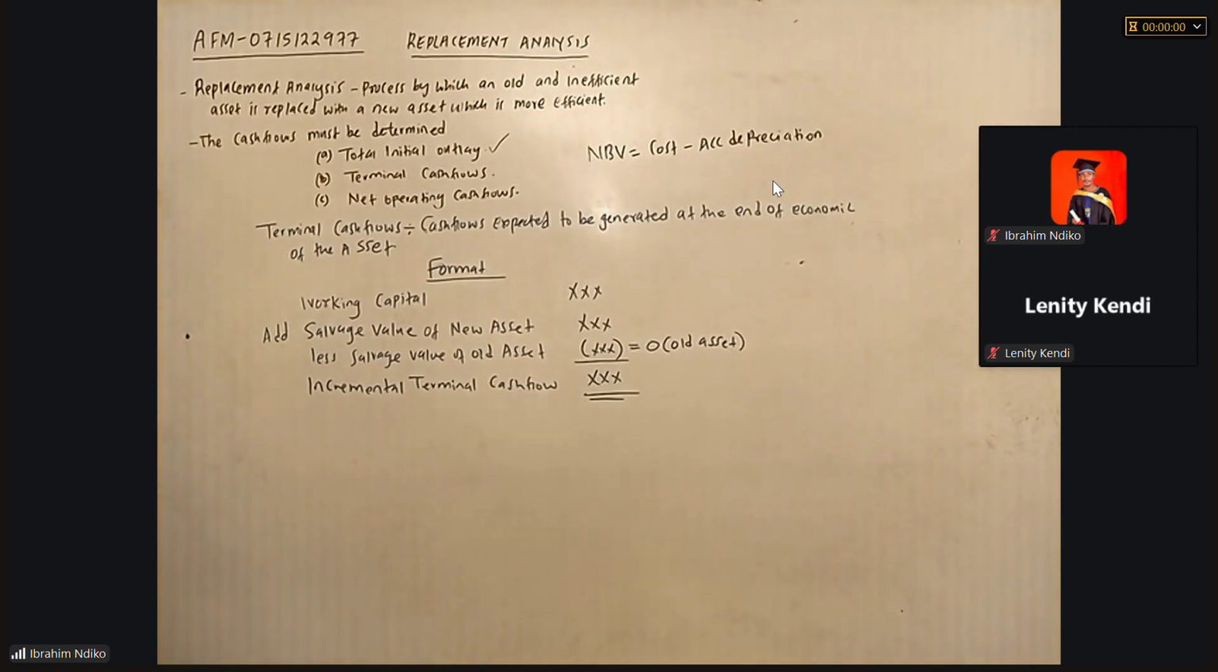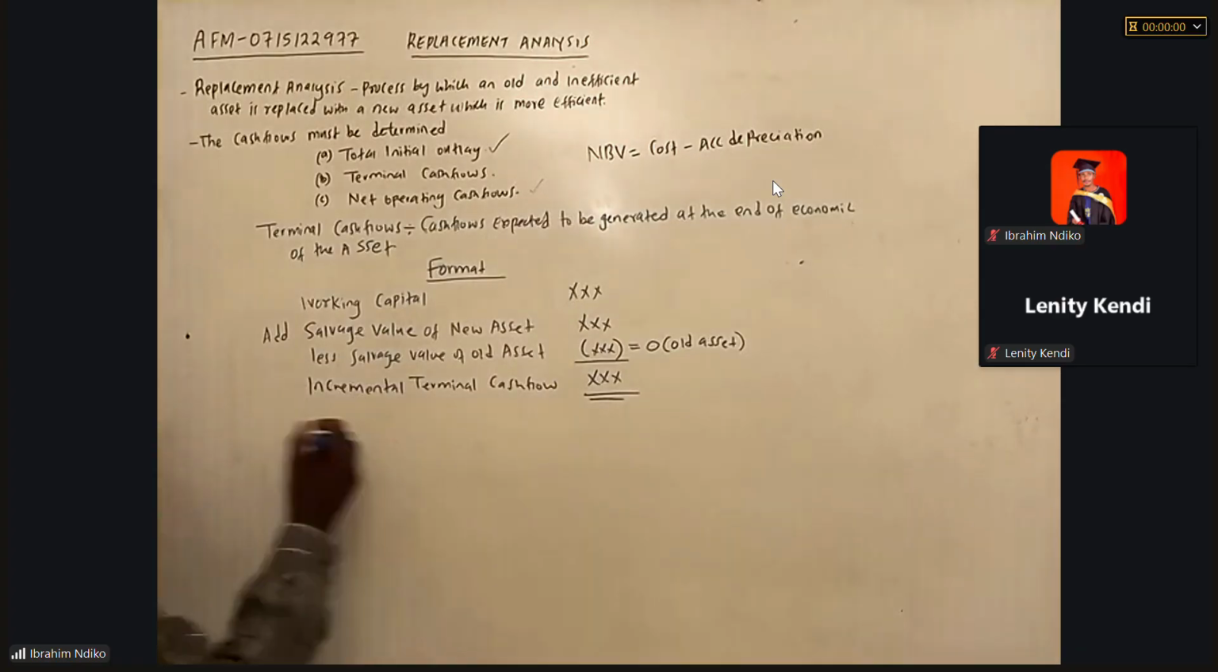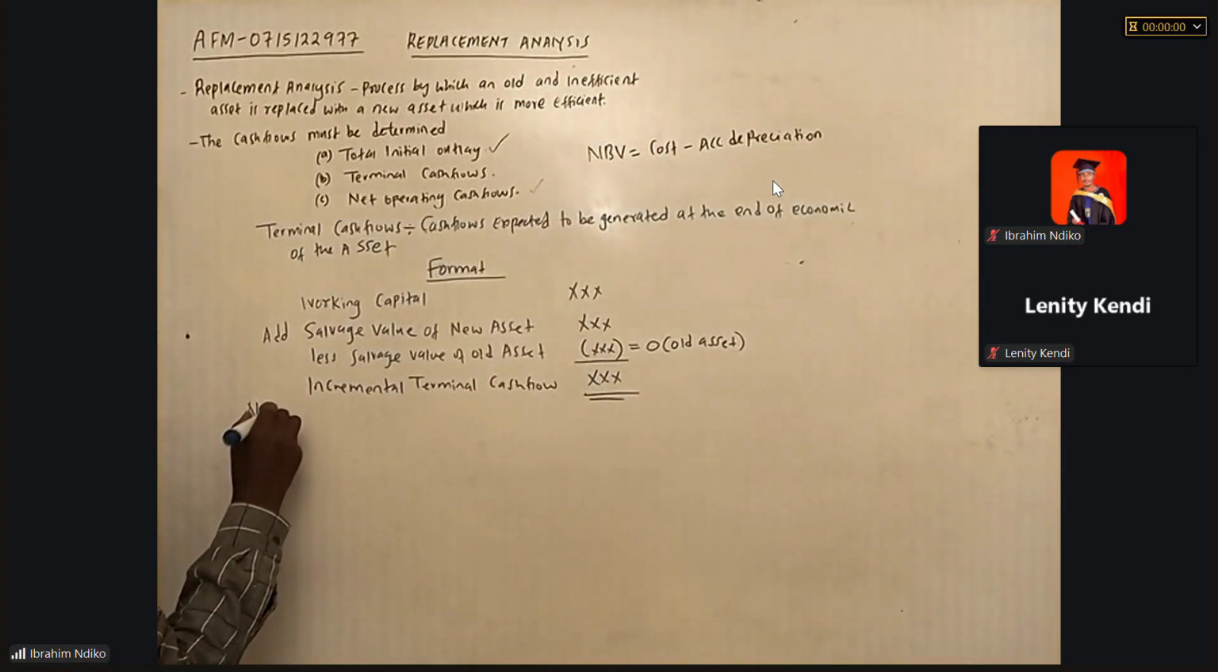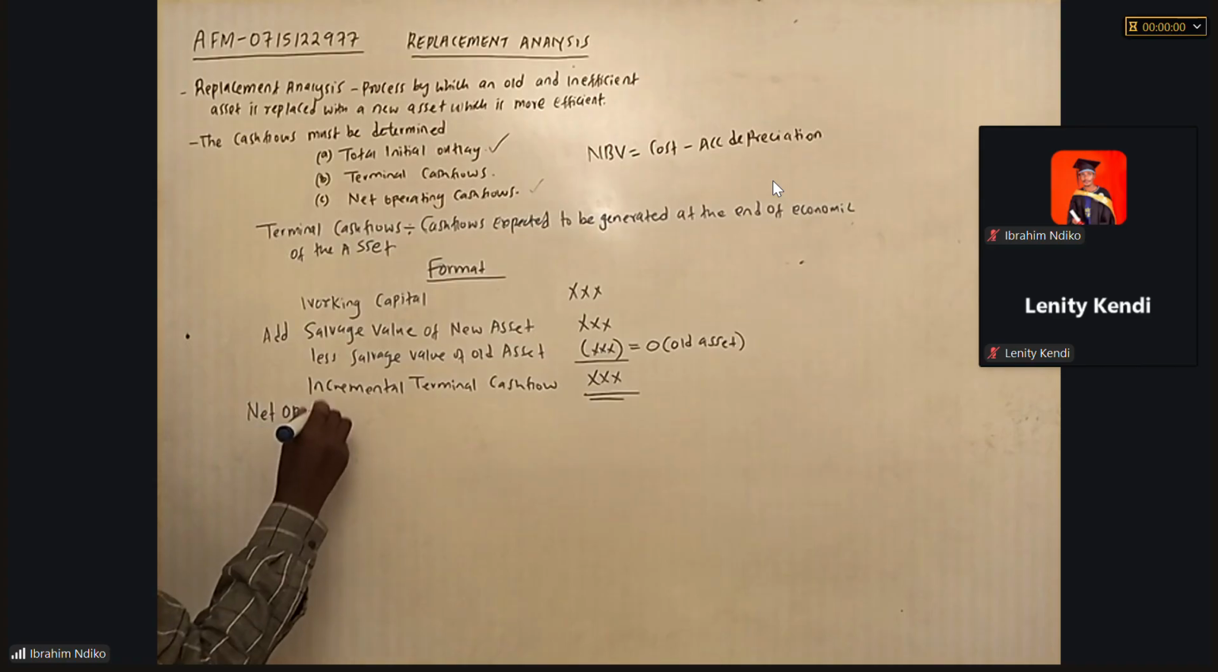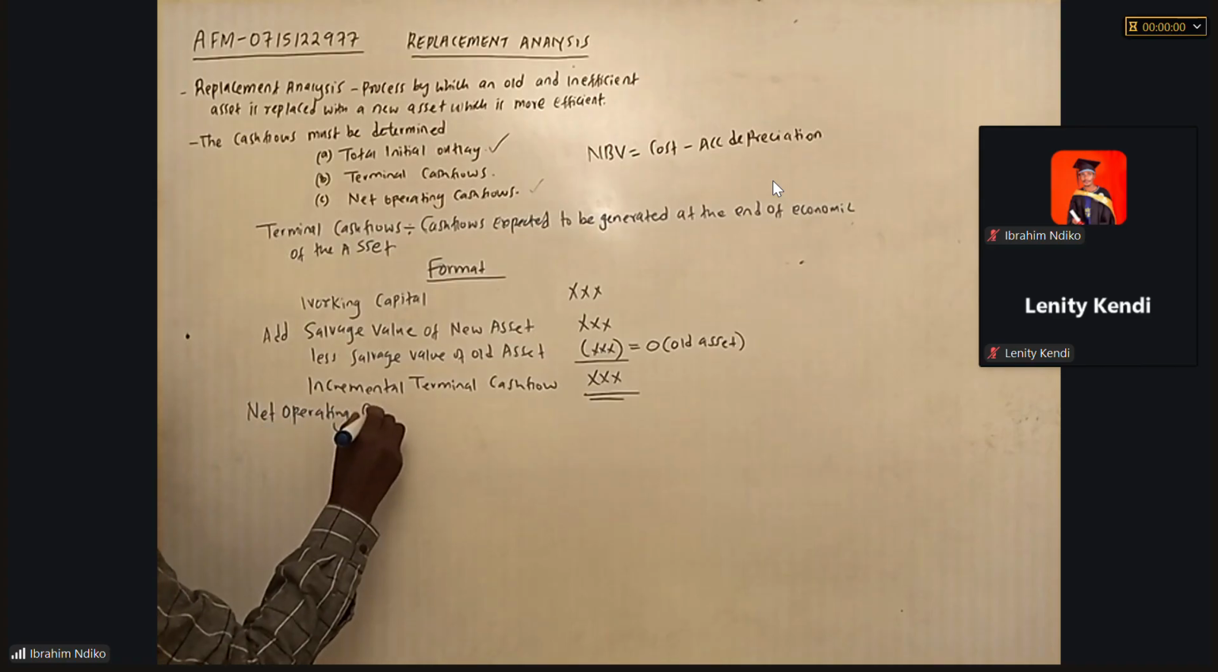I have said to use the word incremental where we have replacement, or when we are replacing. Now let's talk about number 3, net operating cash flow.